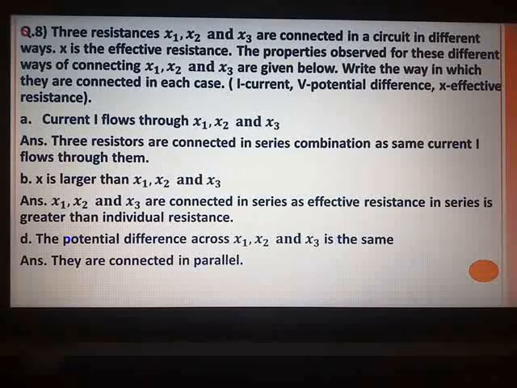And E and F is homework, because in E they have told X is equal to X1 plus X2 plus X3. Means effective resistance is the sum of all the 3 resistors. So they are connected in series. And if you see X is equal to 1 upon X1 plus 1 upon X2 plus 1 upon X3, they are connected in parallel. Simple applications. So we will complete our today's session by ending the textual exercise up to question number 8.